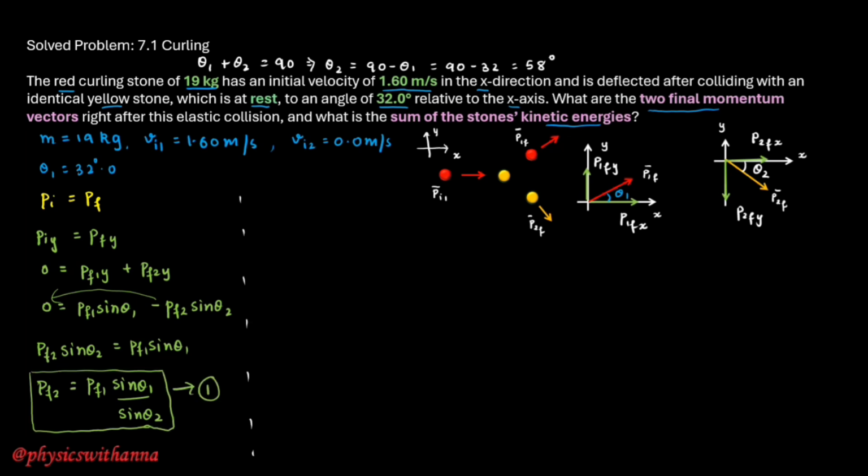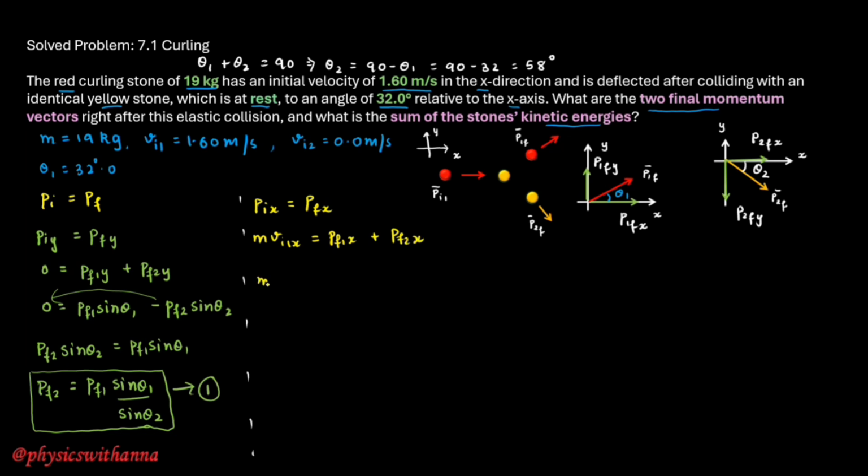Now we do the same thing for momentum along the x-axis. We write P initial x to be equal to P final x. Along the x-axis, the initial momentum is because of the red stone as it is moving in the x direction. So we write its momentum as mass times the initial velocity of the red stone, equals the final momentum, which is because of the red and the yellow stone, and we can write their final components as P final 1x plus P final 2x.